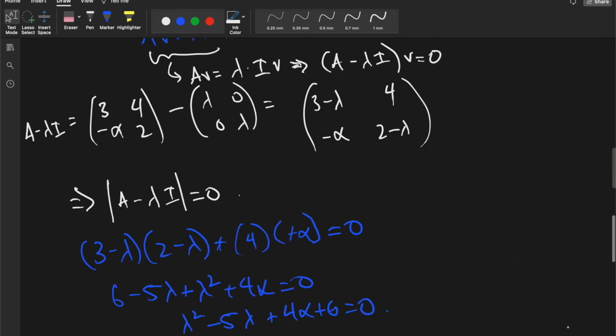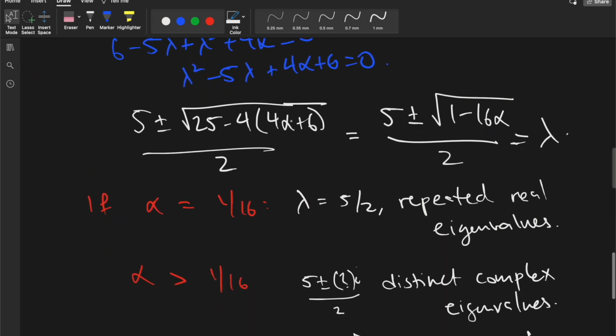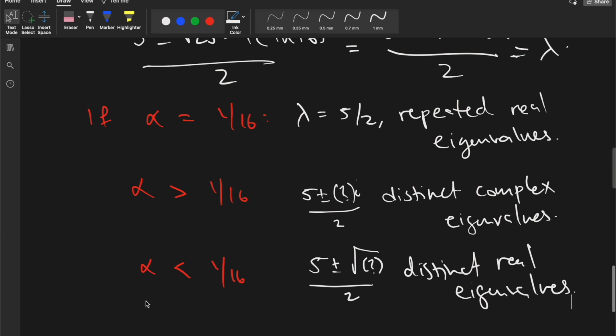So let's take a look at the problem here. They want us to identify the eigenvalues of the matrix and then describe the nature of these. So these are eigenvalues, there are two of them, and then this is what the nature of them is depending on the value of alpha.